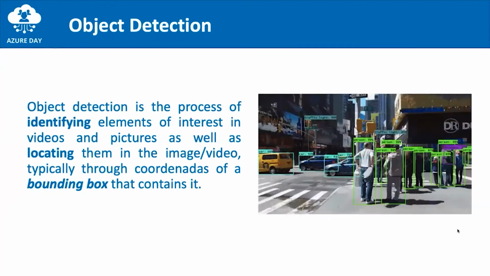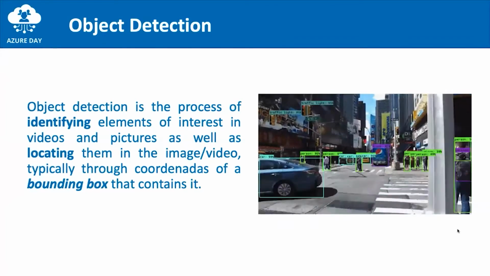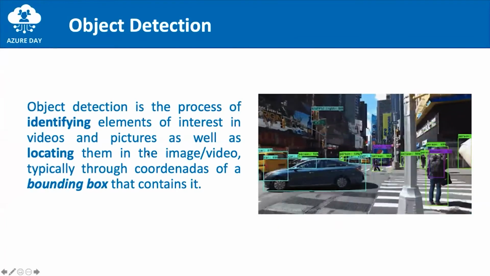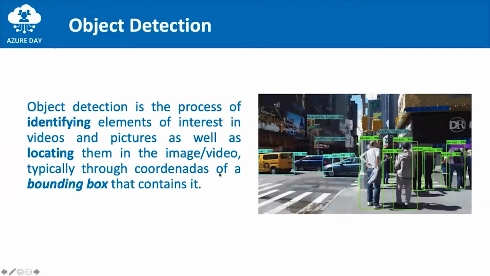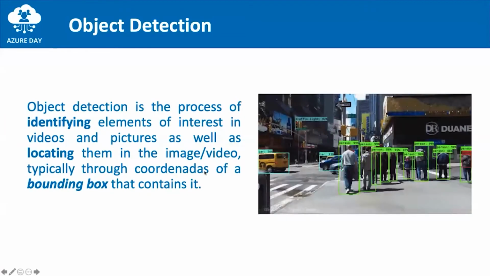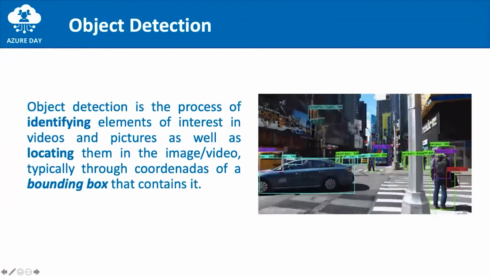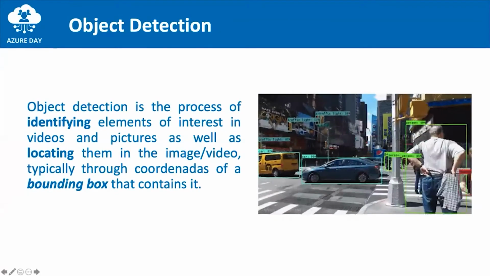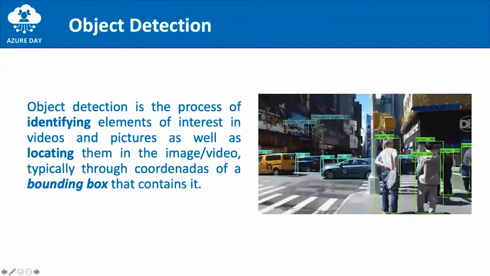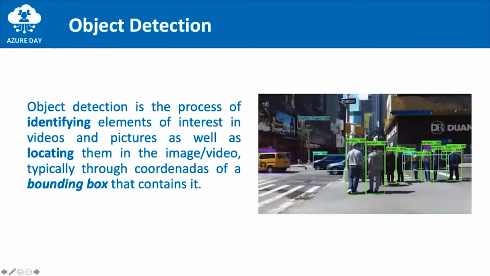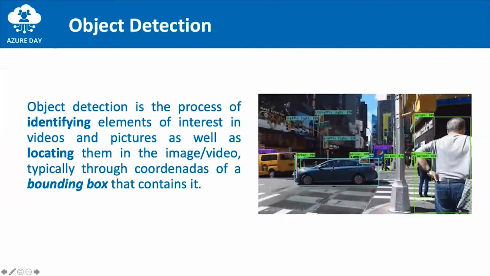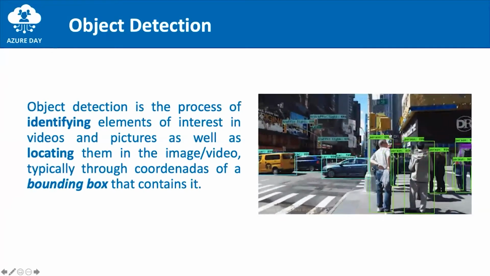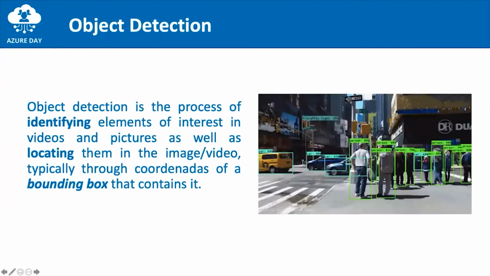Mainly, this position is given through coordinates within a bounding box that contains the object. So you can see in this image that several objects, such as a person or a car, are identified, but also we know the position in this video where this element is located.